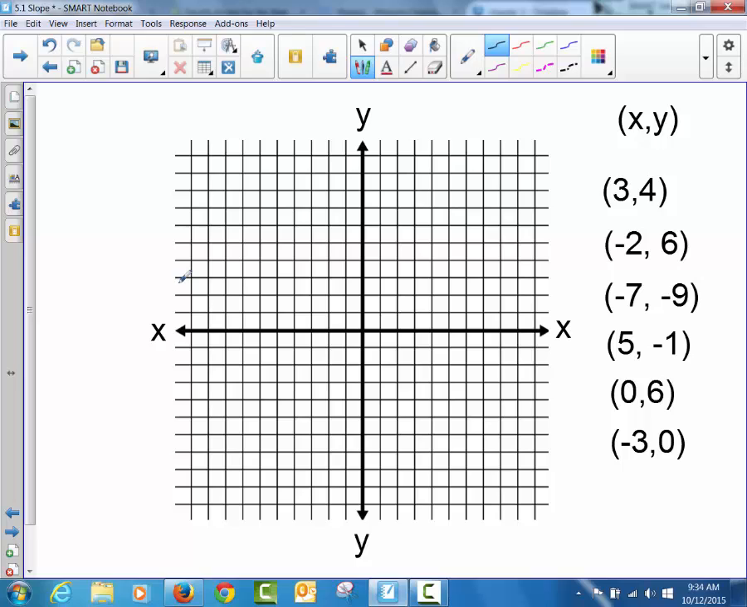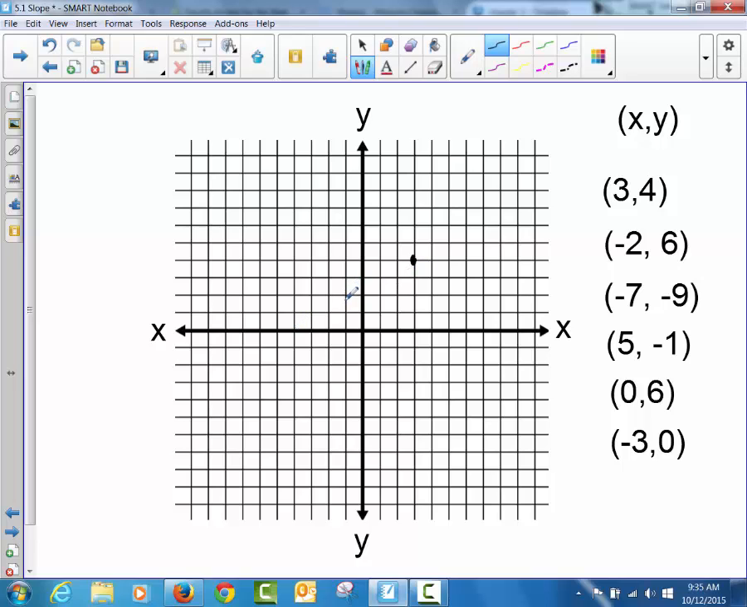Now, whenever you're graphing points, all coordinates have an x coordinate and a y coordinate, and they're listed in this order, x and y. We've got (3, 4) here. That means go to the origin, right here, where the x and y axes meet, and we go 3 to the right, 1, 2, 3, and 4 up, 1, 2, 3, 4. And put a dot there, and that's that point.